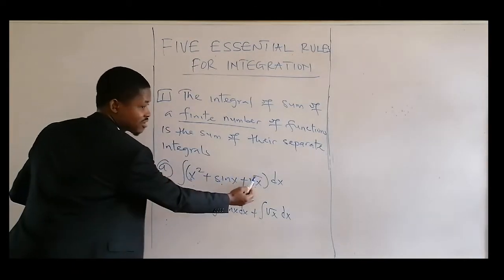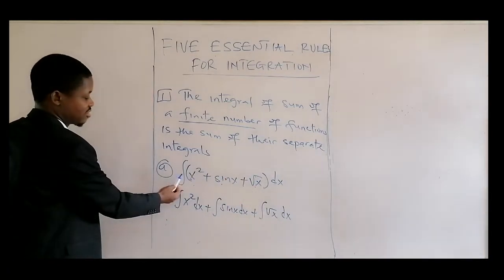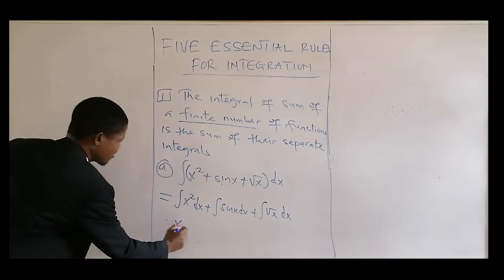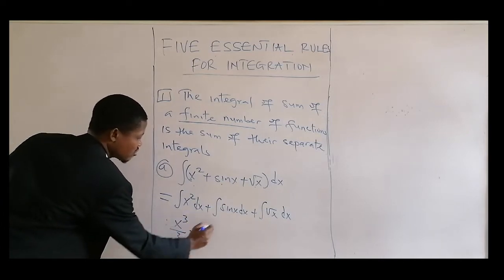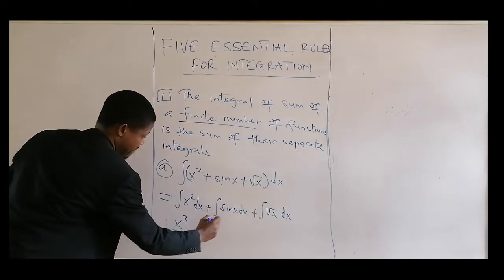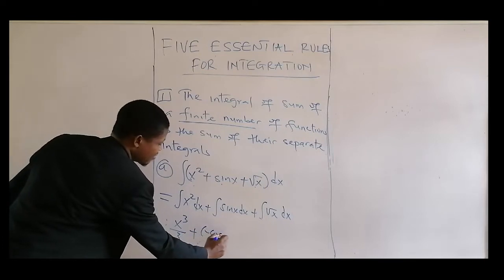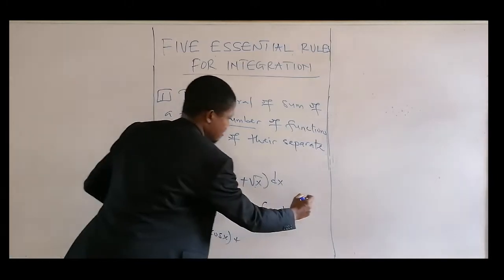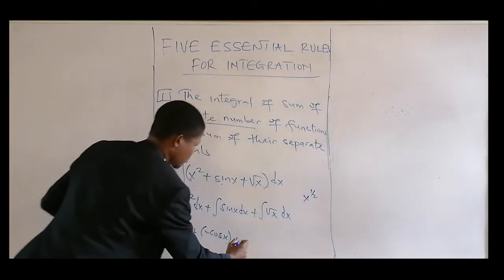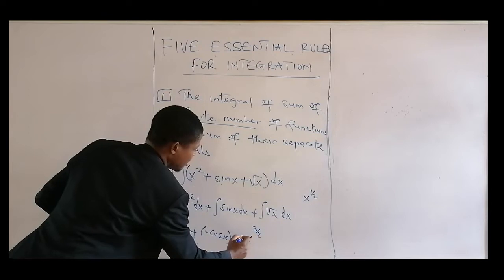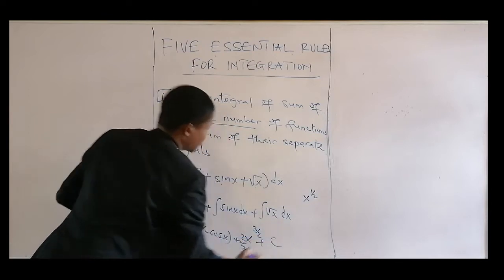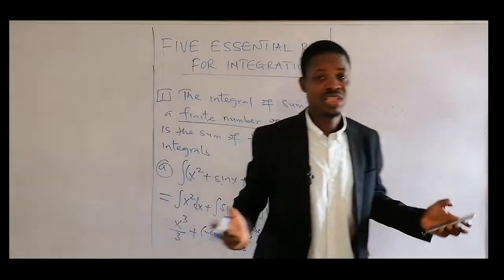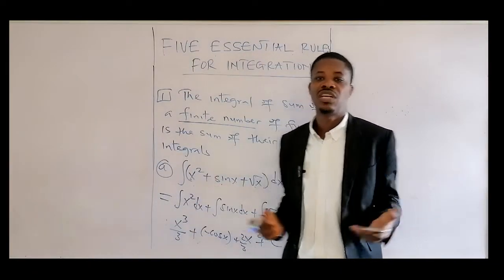Okay, this is a sum of functions. We have this one plus this plus this. So under this integration, it's going to be the integral of each of those functions. And this will give us x cubed over 3. Then plus, the integral of sine is minus cos x, and then this is x to the half, which will be equal to x to the 3 over 2, times 2 over 3, plus c. So that's what the rule is saying, that when you have the integral of a sum of functions, that is going to be the integral of each of those functions.